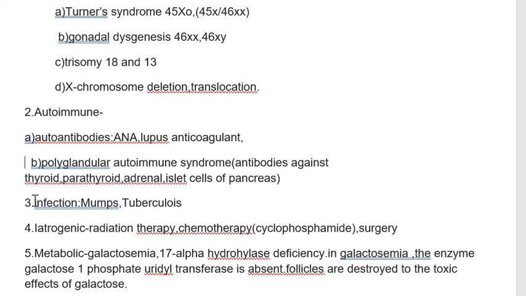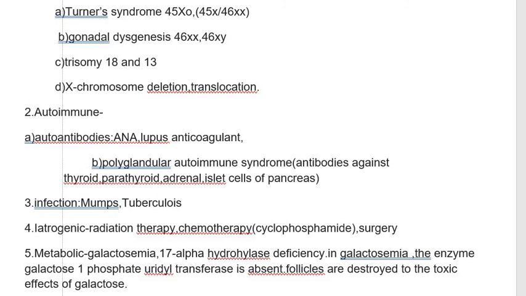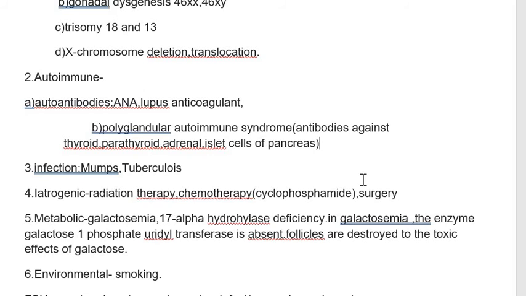The third important cause is infections. In the infections, you should know that tuberculosis and mumps can destroy the germ cells, so your patient can present with premature ovarian insufficiency. That's why it is very important to take a history of these disorders.